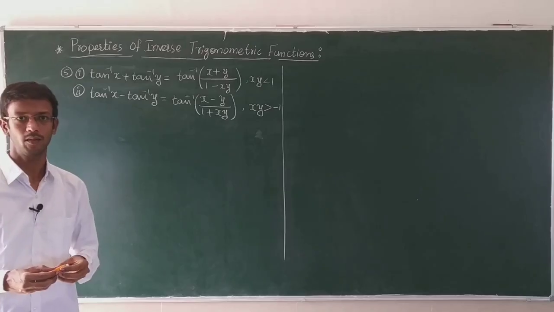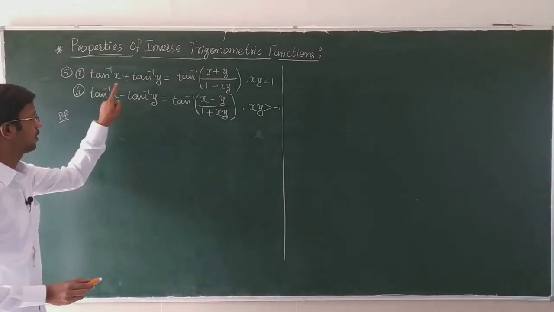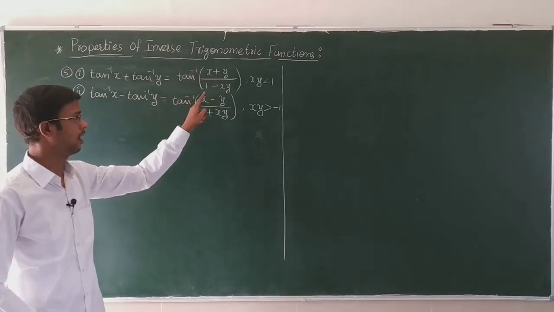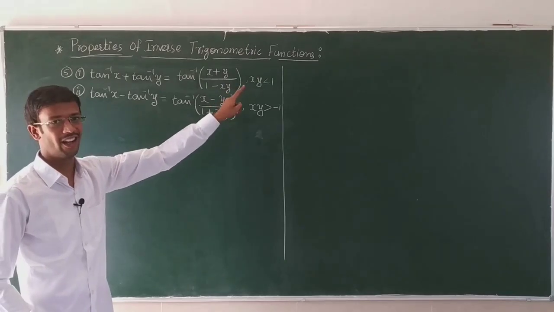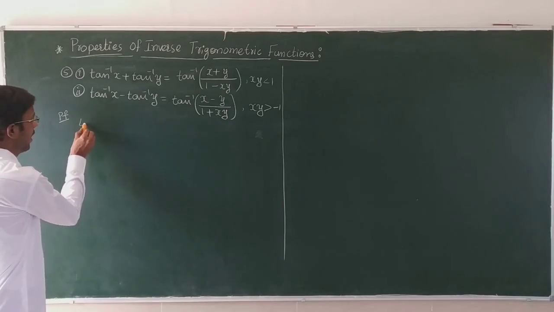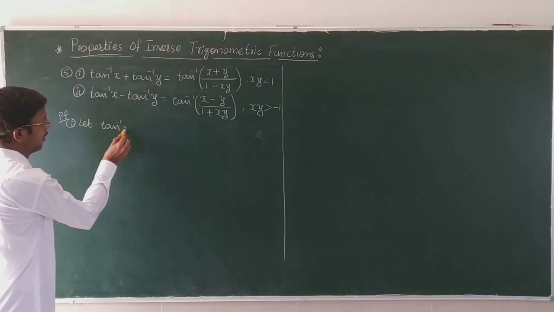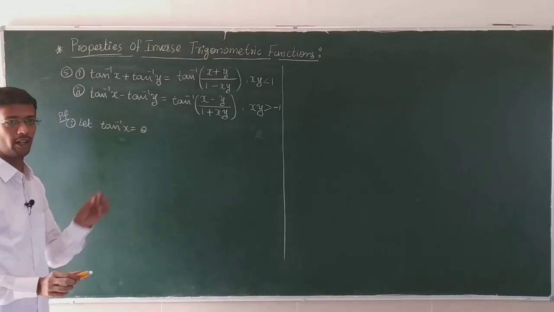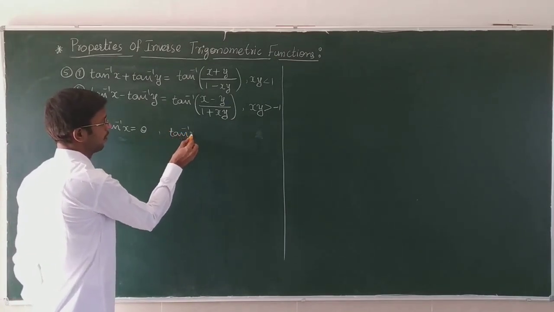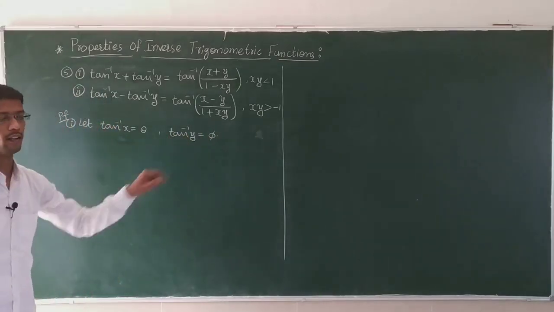Now, property number 5: tan inverse x plus tan inverse y is equal to tan inverse of (x plus y) by (1 minus xy). The condition is xy must be less than 1. For the proof, I am taking first: tan inverse x is equal to theta, and tan inverse y is equal to phi.